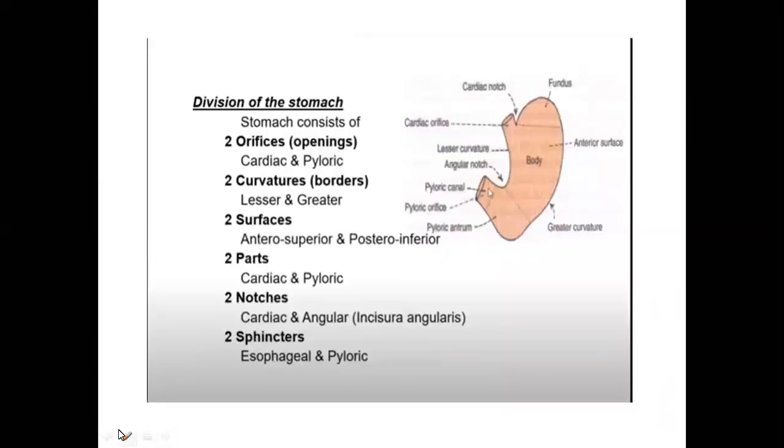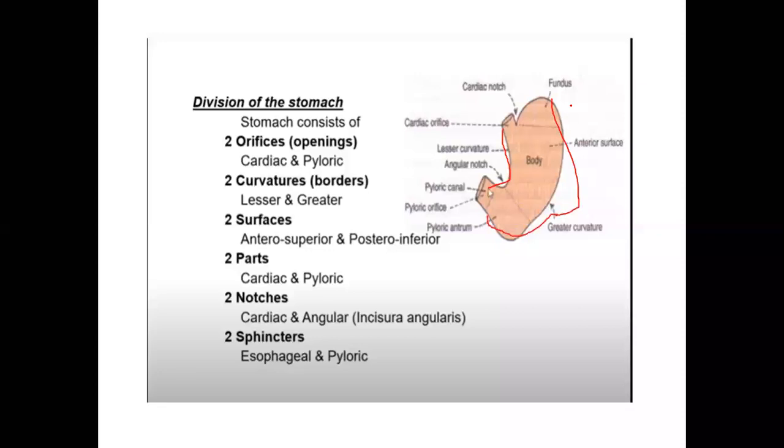Now, divisions of the stomach. You can see these are the openings, or the orifices. One is this one, the other one is down below. Then we have the two curvatures here. You can see the lesser curvature, and this is the greater curvature. The whole curved region is the greater curvature. Then we have the anterior surface of the stomach, and the back side will be the posterior surface.